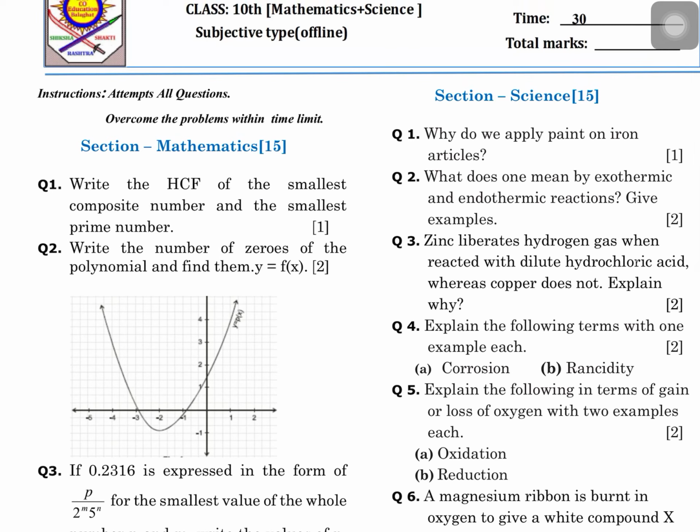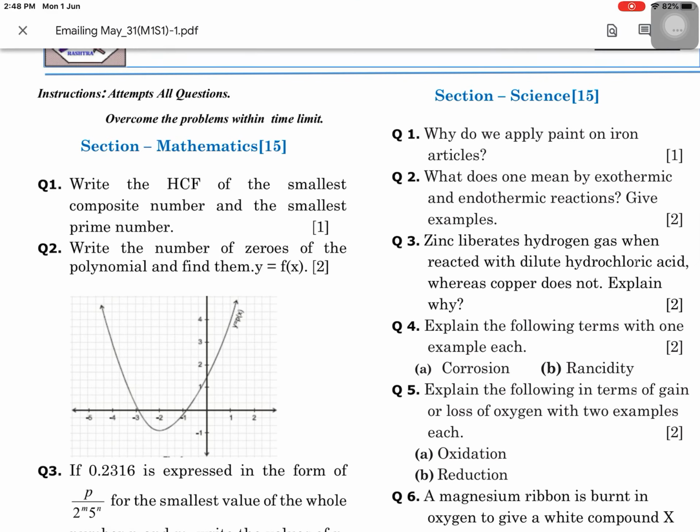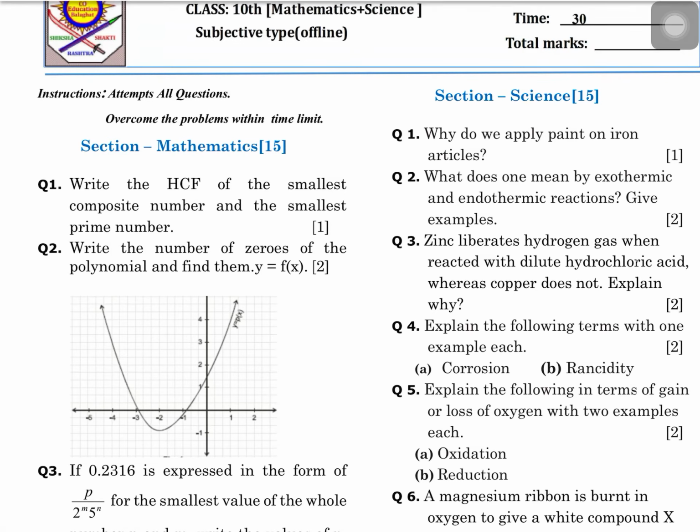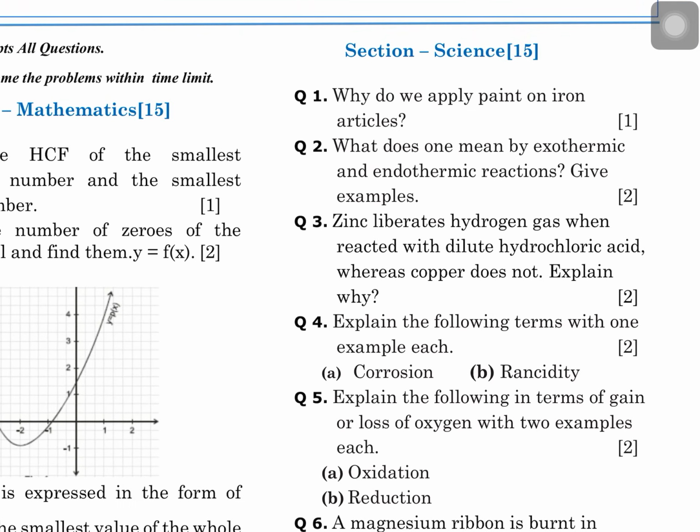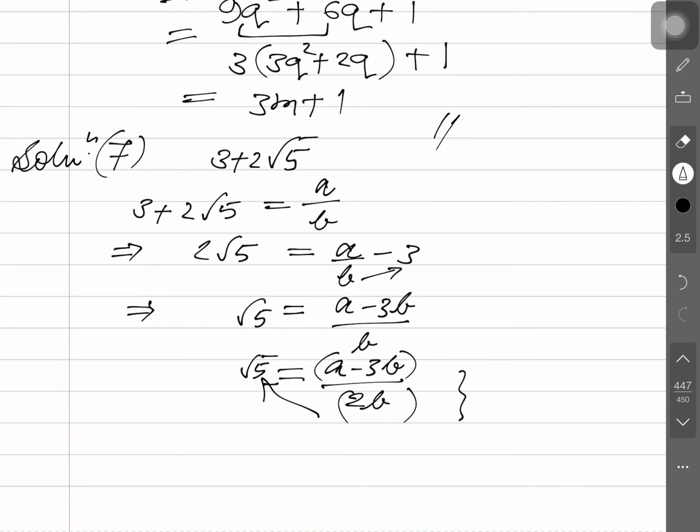And now the science section. What is the science section? Look please, the science section is: why do we apply paint on iron articles? Science section.